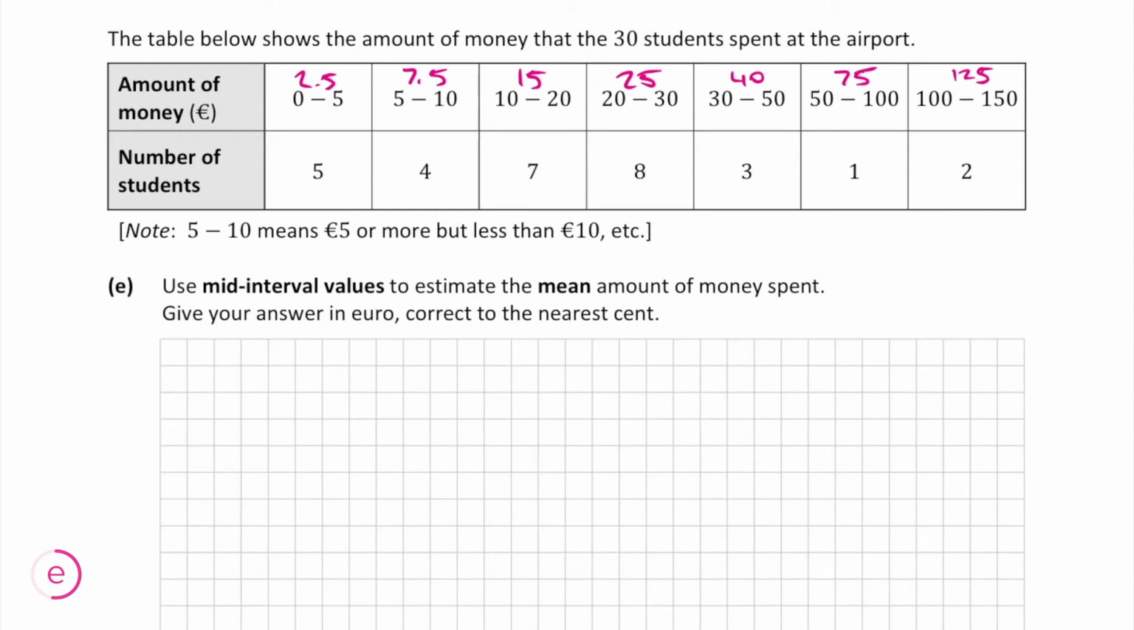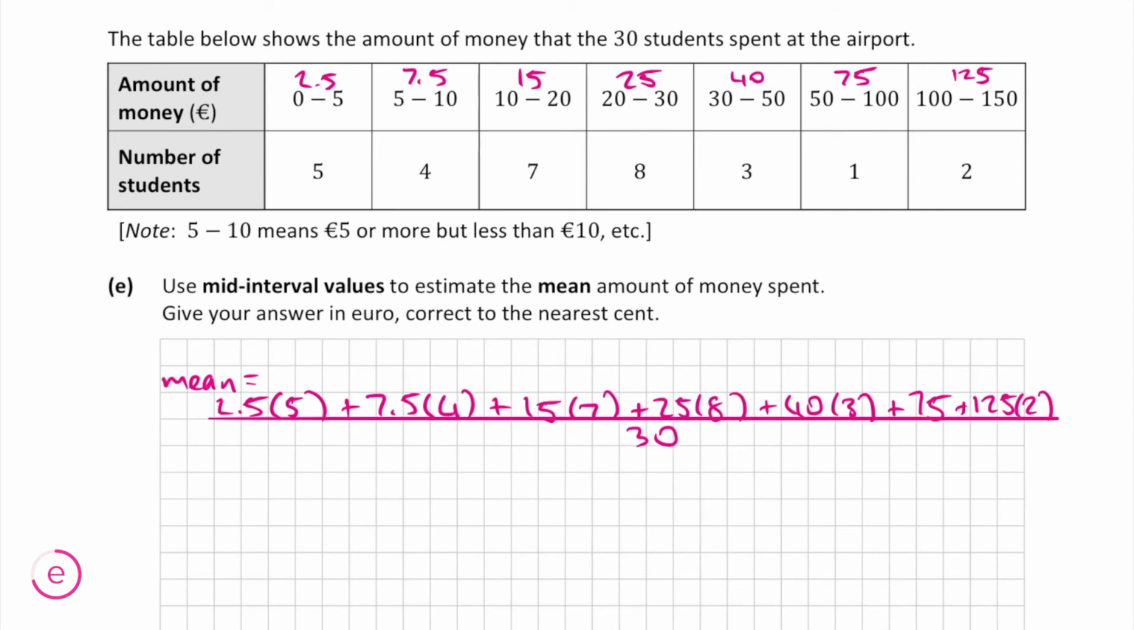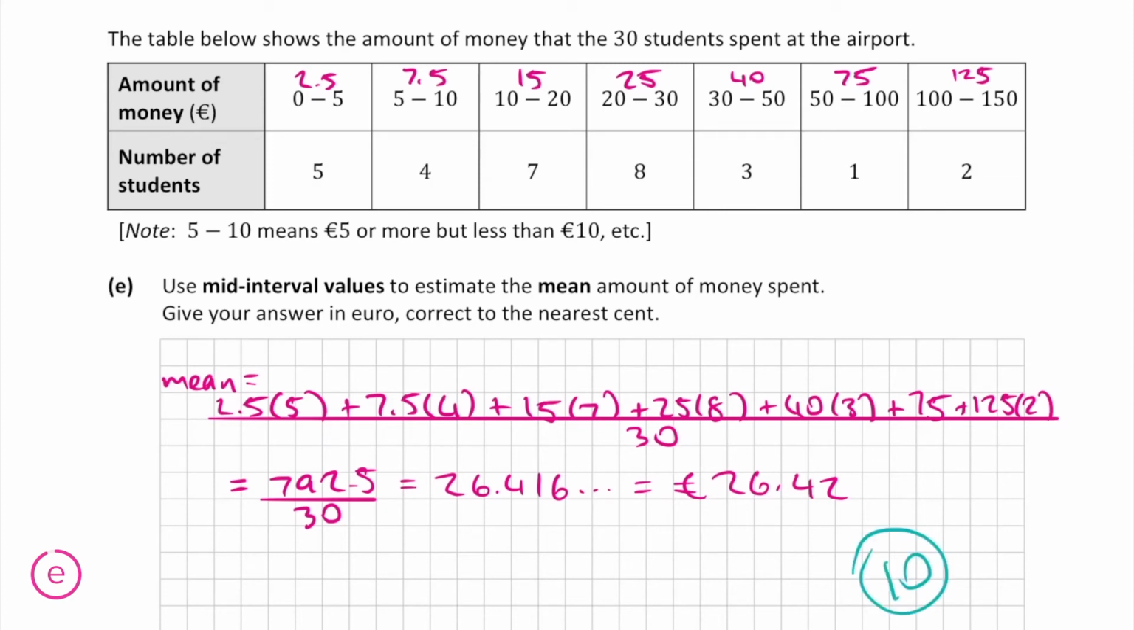So to find the mean, we have to multiply these by the number of students in that interval and then divide it by the total number of students. So here's our equation for the mean. And when we multiply this out and round our answer to the nearest cent, we get a mean of €26.42. Part E is worth another 10 marks.